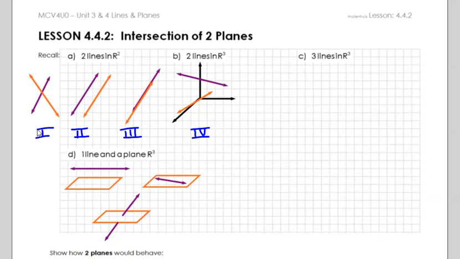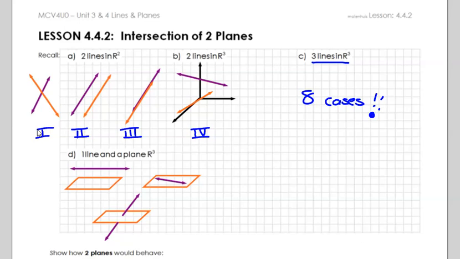Now I challenge you to pause the video and think about how 3 lines intersect in 3D space. I know, mind blown, right? This is some higher level thinking here, and I think that there are about 8 different cases.